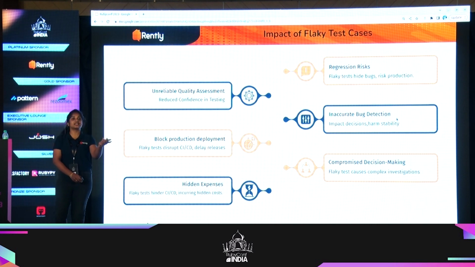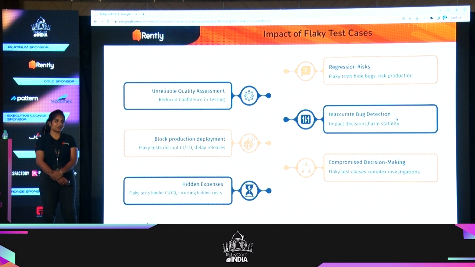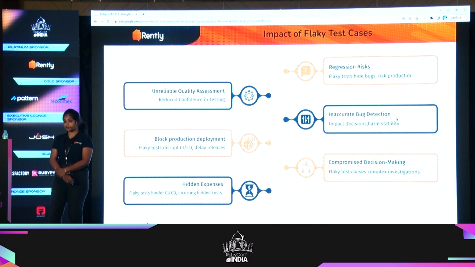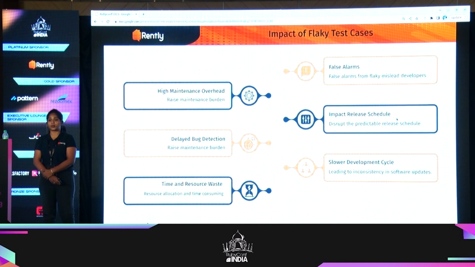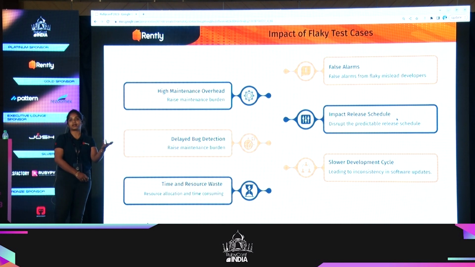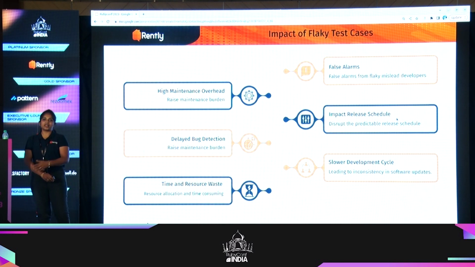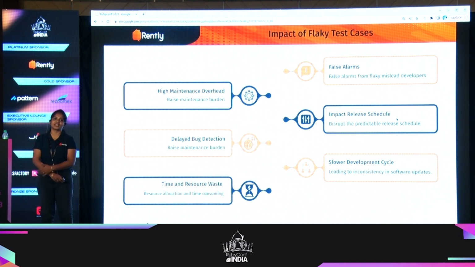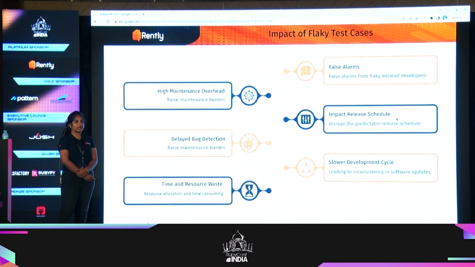And it has a cost involved, which is more important in every organization where cost matters, right? And it doesn't stop there. It has other impacts as well: maintenance, and allocating resources to debug and fix it, which is time consuming, and the planned release schedule will also be impacted. Most of us might have faced this. So these are all the impacts of flakiness in test cases.